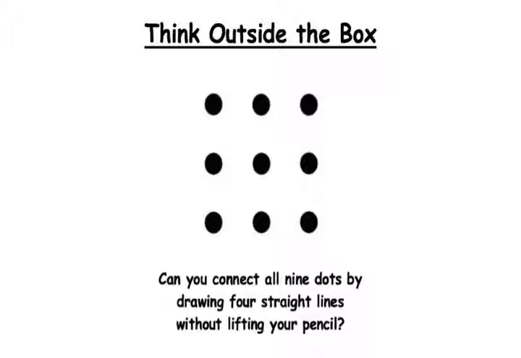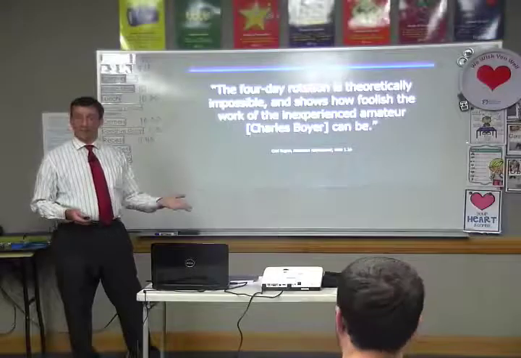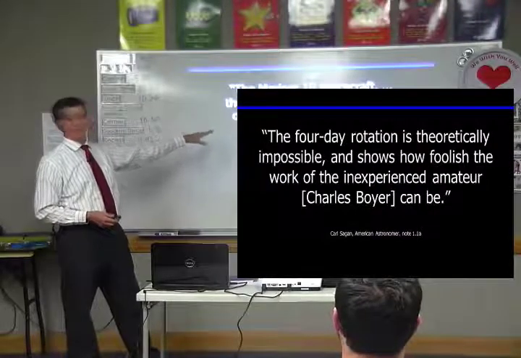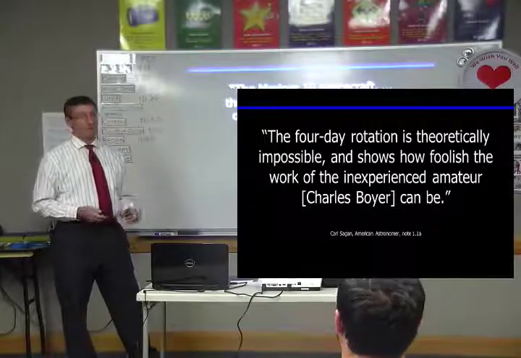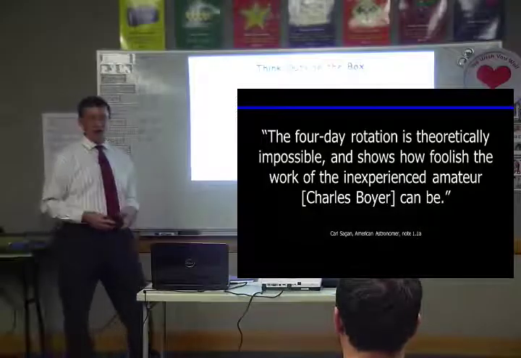So here's a quote. An amateur astronomer, Charles Boyer, said there was a 4-day rotation of Venus. And Carl Sagan, a more famous American astronomer, said the 4-day rotation is theoretically impossible, and that it shows how foolish the work of an inexperienced amateur can be. But 10 years later, we sent the Mariner probe, and the 4-day retrograde rotation of the upper atmosphere was dramatically confirmed. So things can really change in science, and amateurs can be successful. It's important that we give it a try and get involved.